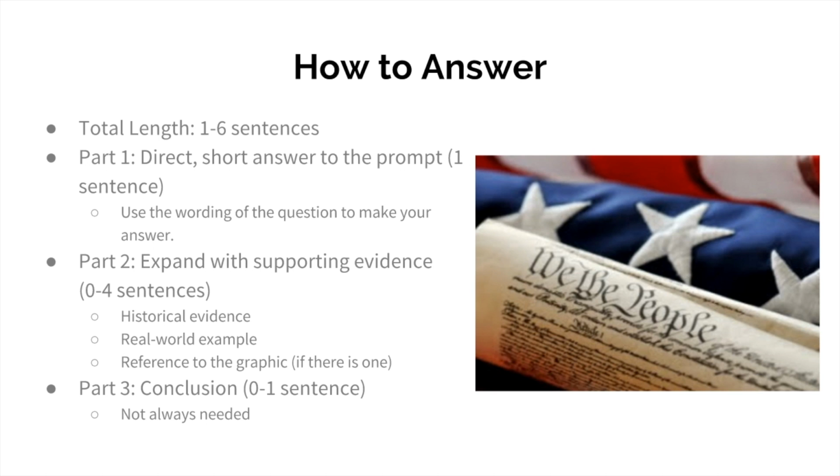And the first part of the question is usually a direct and short answer to the prompt, and you want to keep it really simple and concise. And the second part, you expand on with more supporting evidence, and you want to bring something up that you've already learned in Gov, usually like historical evidence or a modern-day real-world example. And definitely include a reference to the graphic or resource if they've given you one. And you may, if you have time, want to include a conclusion, but it's not always necessary when answering the prompt.